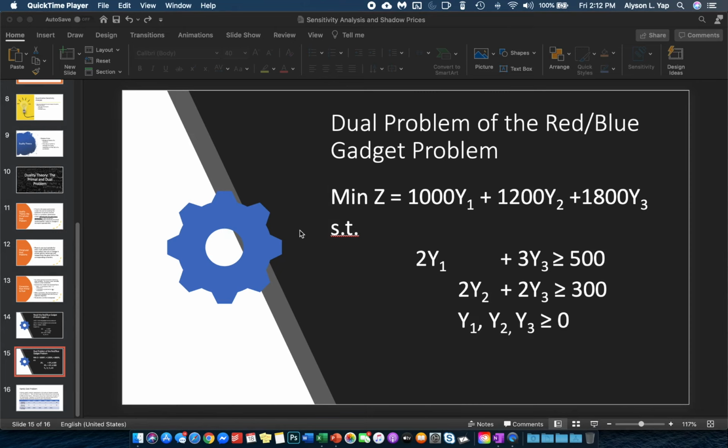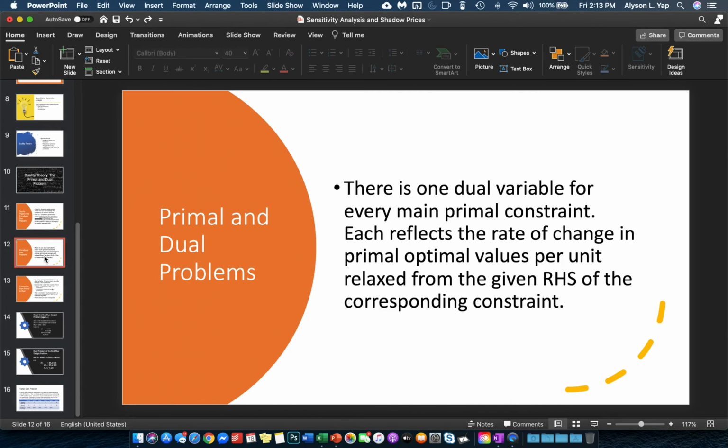Okay, so the question now is, how do we get the dual problem of a primal problem? In order to get the dual problem of a primal problem, we need to determine first how many variables and how many constraints there will be. In this case, there is one dual variable for every main primal constraint. Remember, the dual variable is defined to be the shadow price of your constraints in the primal problem. And therefore, each primal constraint will correspond to a dual variable.